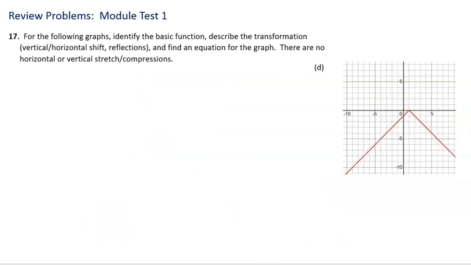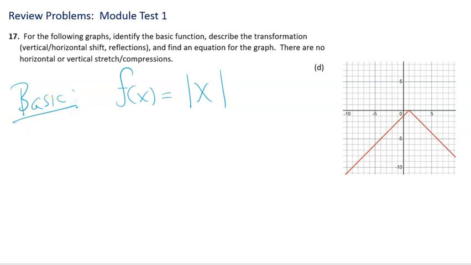Okay, I got 2 more of these before I call this video done, and then we'll do another video for the remainder of the material. So for the following graphs, identify the basic function, describe the transformation, and there are no vertical or horizontal shifts or compression. So what's this basic guy? Well, that's an absolute value, right? So f of x is equal to the absolute value of x. That is the basic function.